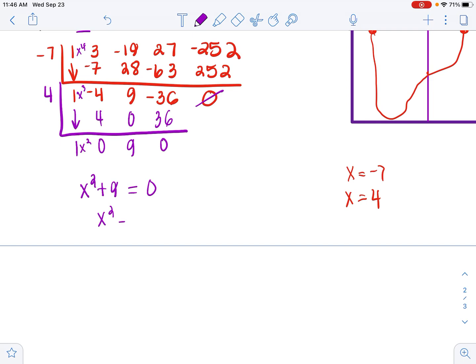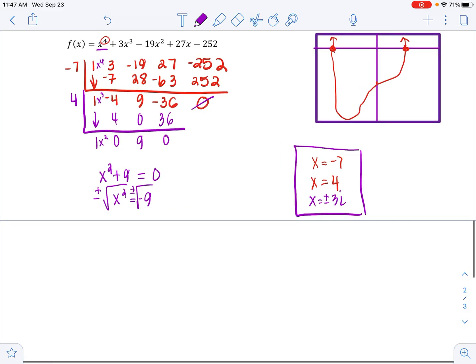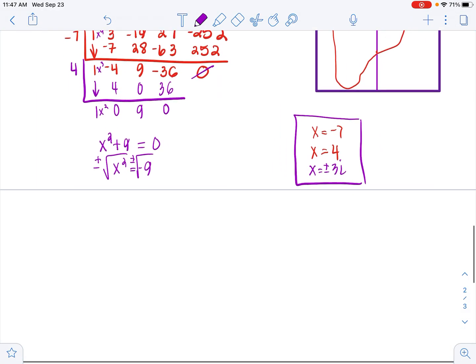If I want to find the other zeros, I set it equal to 0 and solve. X squared equals -9. Square root to solve. And I get my other two zeros are positive and negative i times the square root of 9, which is 3, so 3i. So there's my 4 answers.